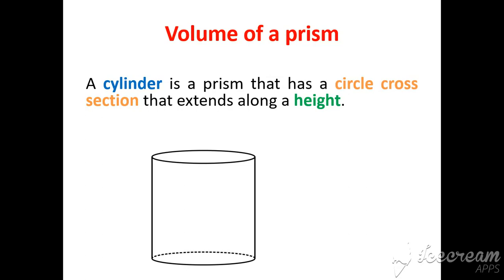So I'll just draw some hidden lines in there. There is the cross-section. It is a circle, although it doesn't look like a circle the way we've drawn it here. If you were to look straight down on top of the prism, you would know that it's a perfect circle. Right, so this is the cross-section that's extending along the height. It just stays the same all the way down through the height.